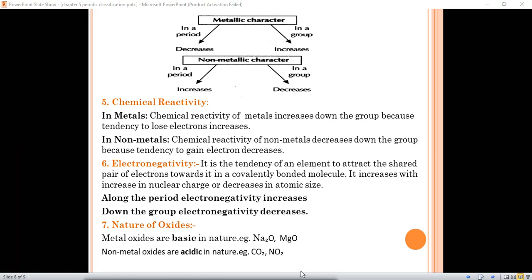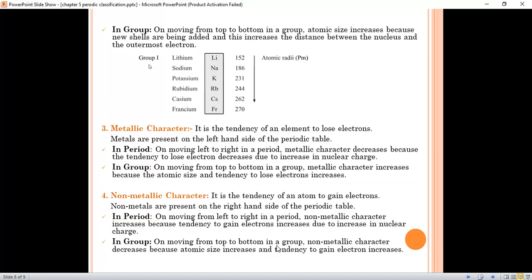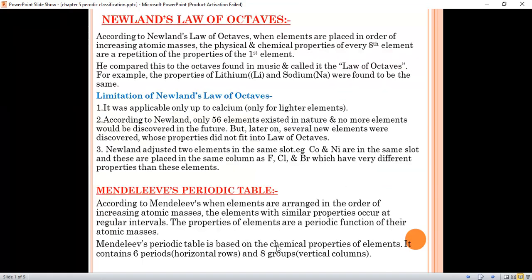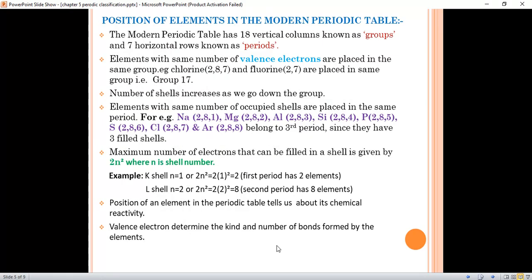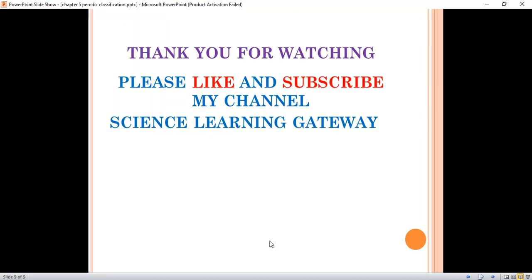So we have completed our chapter, Periodic Classification of Elements. Go through the chapter once.